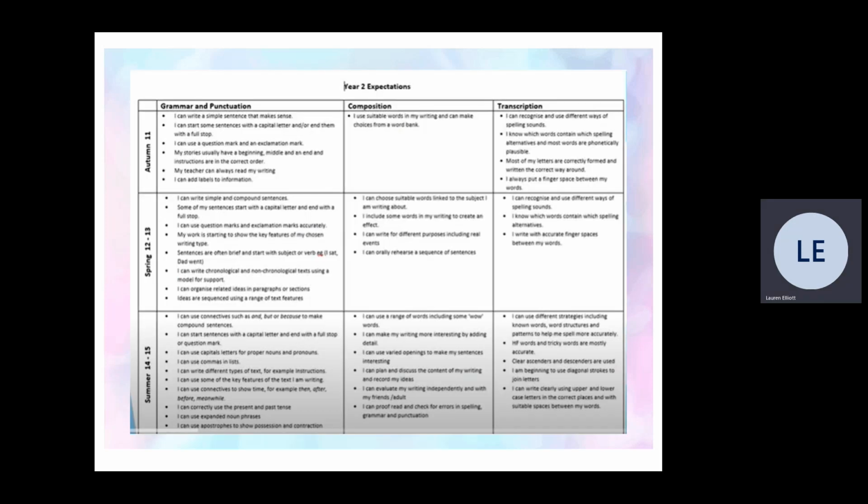So here we have the Year 2 expectations. Looking at it like that, sometimes it can look quite daunting, but it's broken down into quite manageable chunks for the children. If you look at the autumn section, there are targets such as using finger spaces and adding labels for information, so they're quite manageable targets. Whereas in the summer, we'll be looking more at things like using a range of wow words, different types of openers, and evaluating writing independently. So those are our targets there.